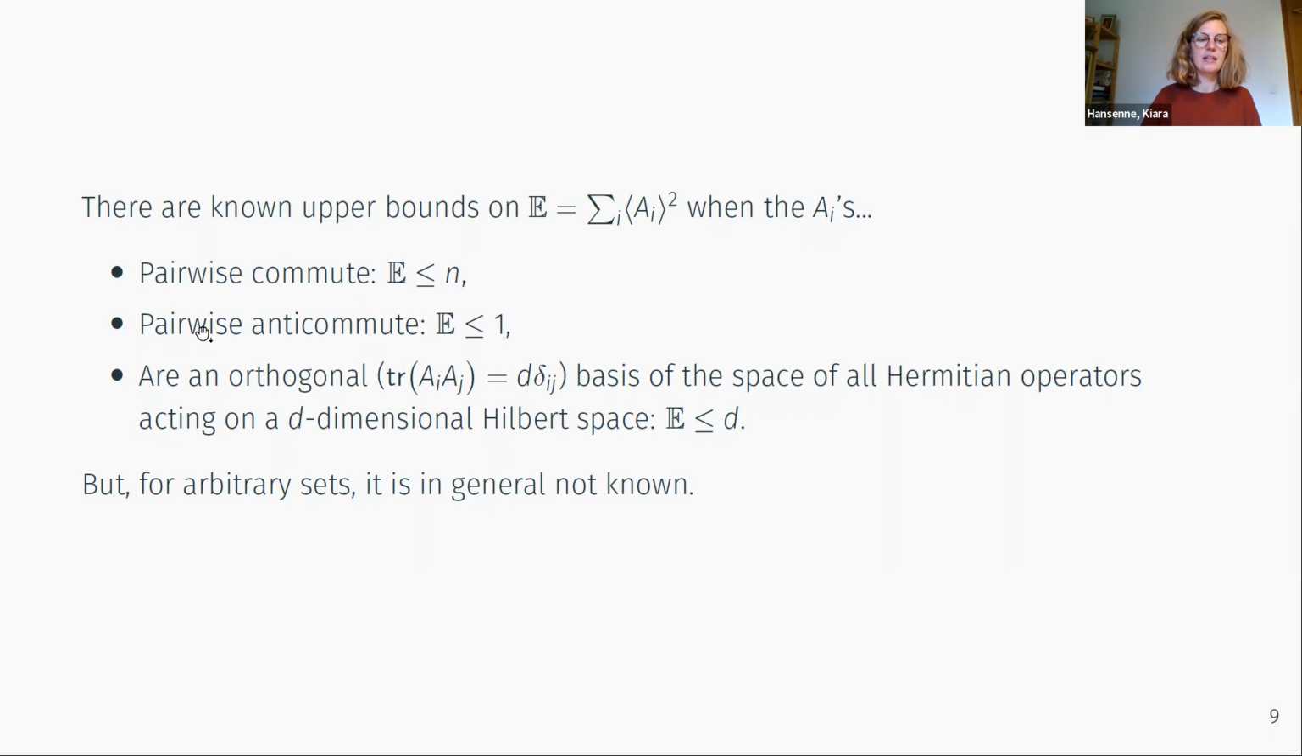For instance, if we take an orthonormal basis of the space of all Hermitian operators acting on a d-dimensional Hilbert space, then this E, the sum of the squares of the expectation values, is going to be upper bounded by d, the dimension of your system. This can also be seen as the bound on the length of the Bloch vector for a d-dimensional system. So those are examples for which we know a bound on E, but there are not many others. For arbitrary sets, an upper bound is in general not known.